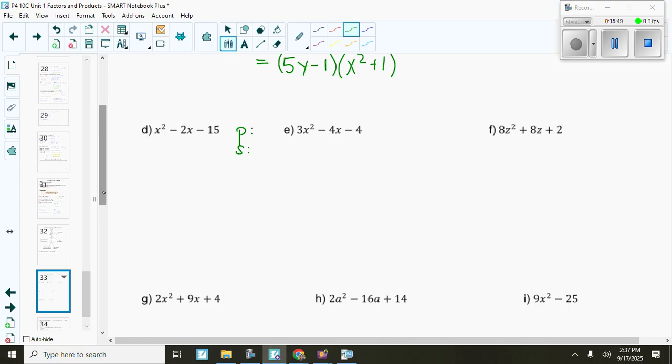I suggest that we pay attention here. We need 2 numbers that multiply to give me negative 15 and add to give me negative 2. So 3 and 5 are the ones that work with 15. And if I have a negative 2, I'll want a negative 5 and a positive 3. Once I have these, I go right to factored form: x minus 5, x plus 3.